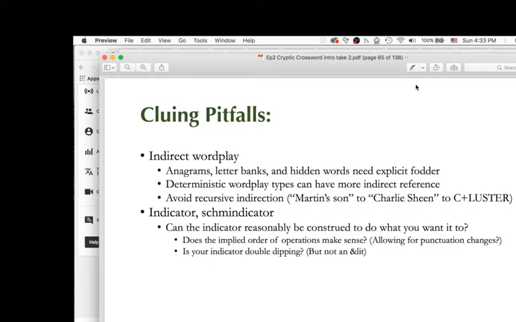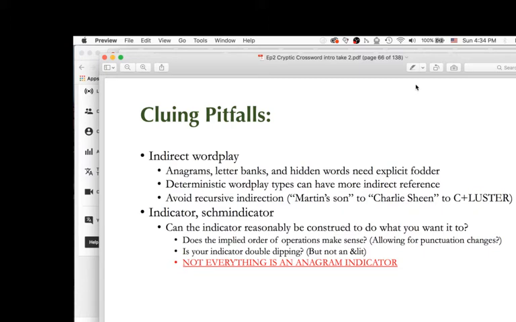Could on its own doesn't really make sense as an anagram indicator, even if you think that could be. But having the word be appear as both the indicator and the fodder is something that violates the principle that Afrit laid out in one of the earlier slides. Not everything is an anagram indicator.